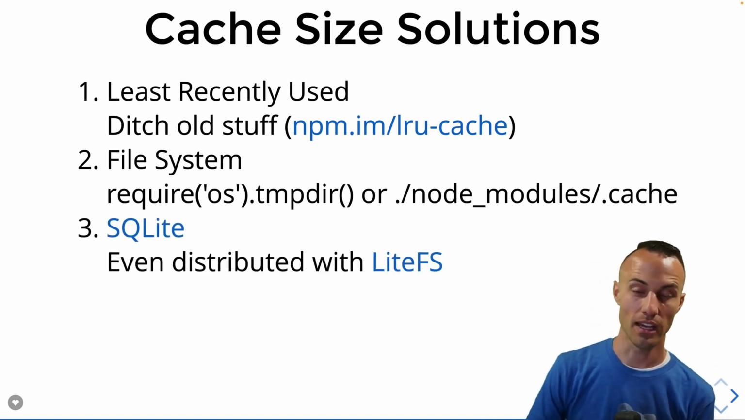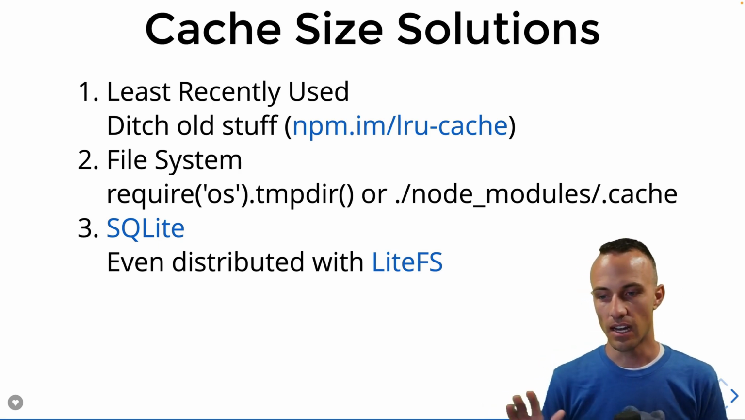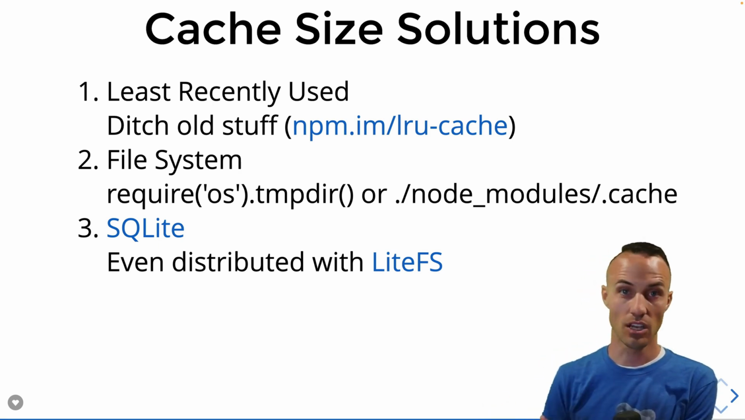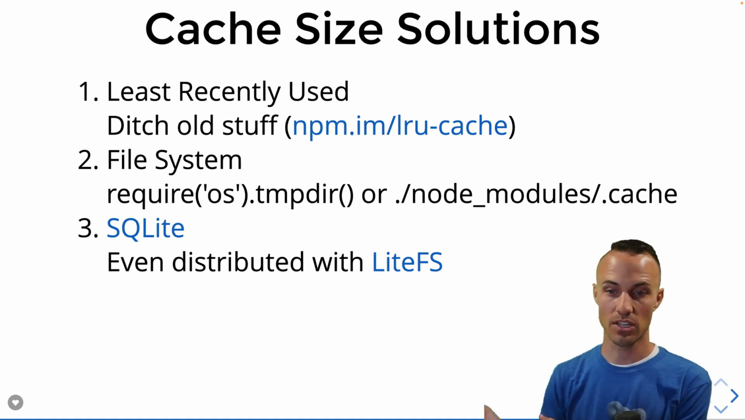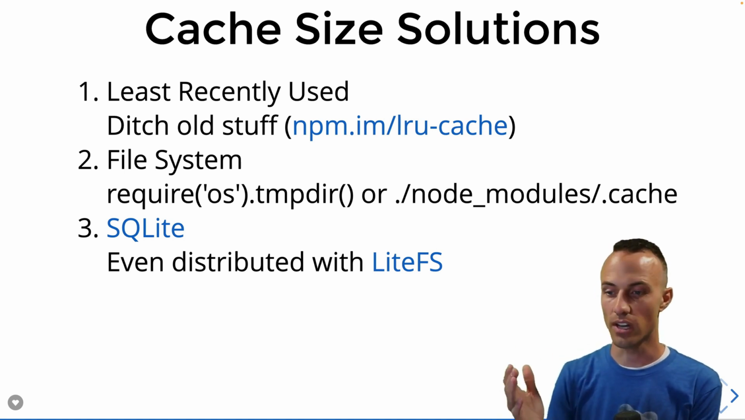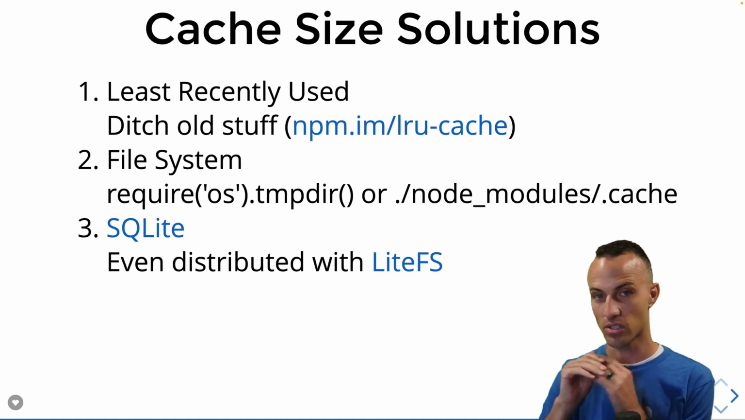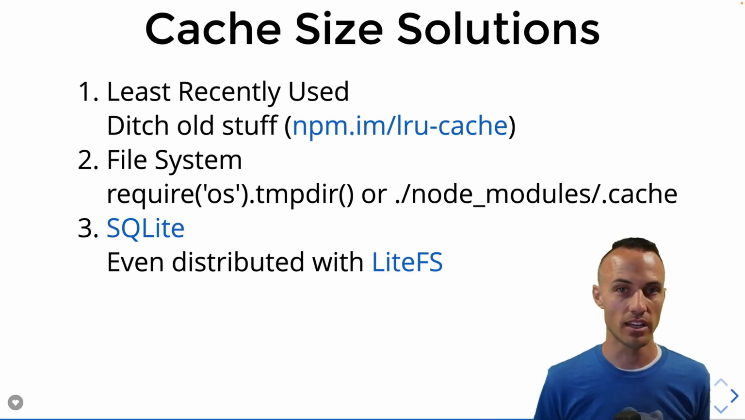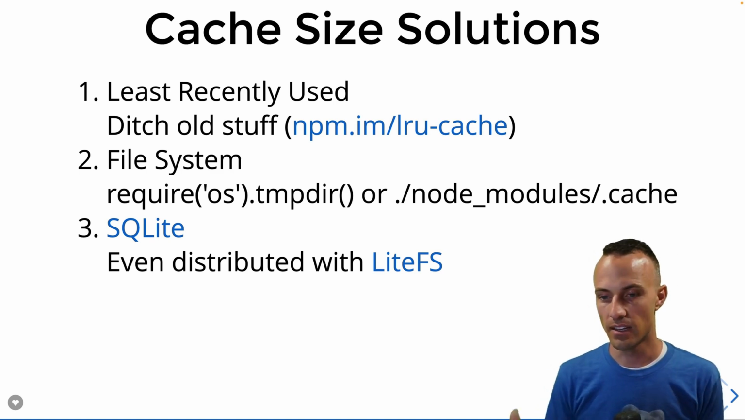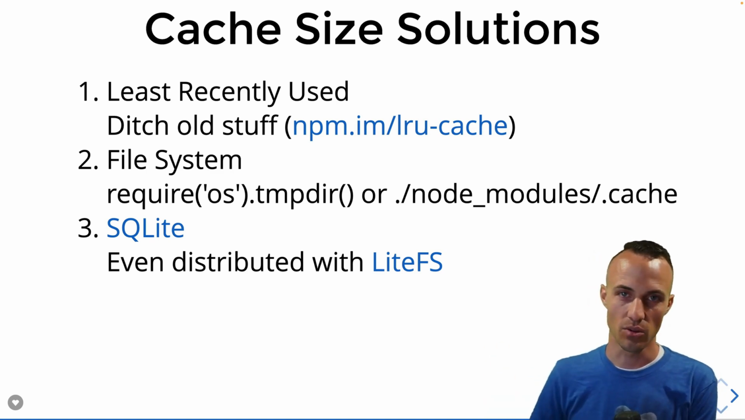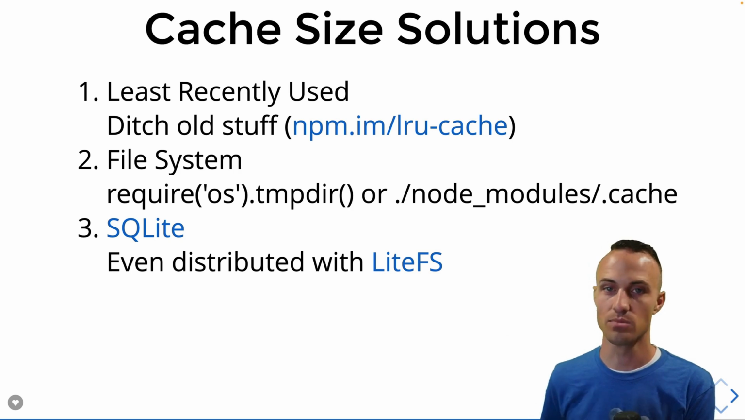And related, SQLite, also a file. You can use SQLite as a cache, and the Epic Stack actually uses SQLite for its cache using LiteFS. And so its cache is actually distributed to all the instances of your app that are running, which is pretty important. So you can definitely use SQLite, and Epic Stack does that. My personal website does that.